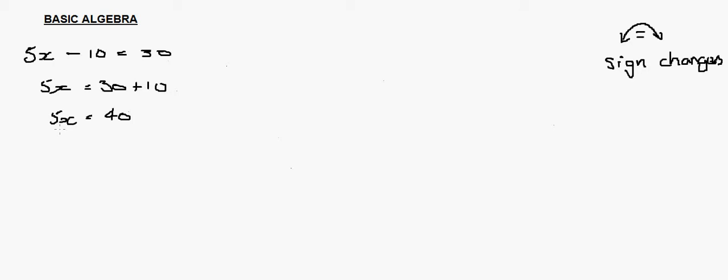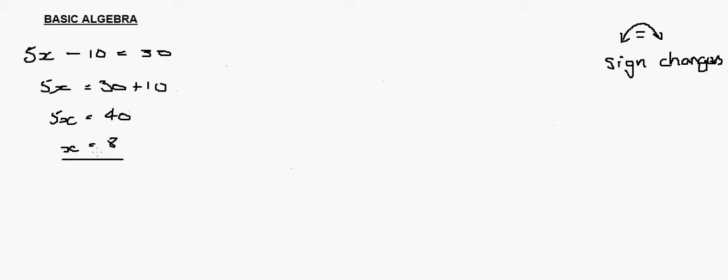So all we're saying is 5 things, say, cost £40. How much does one thing cost? So we just divide the 40 by 5 and we get 8. Okay, it really is that simple.